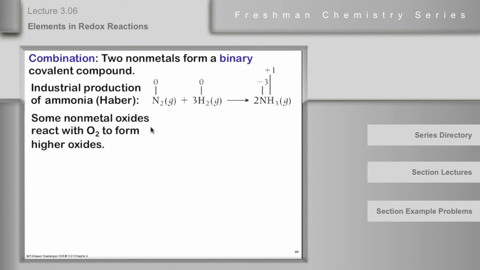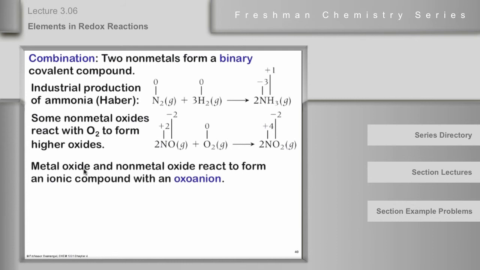Also, we've seen all kinds of nonmetal oxides. Some of them react with oxygen to form compounds with more oxygen, or higher oxides. For example, nitrogen monoxide reacts with dioxygen to form nitrogen dioxide. 2 things combine to give 1, so that's a combination reaction as well. Also, metal oxides and nonmetal oxides often react, and when they do, frequently the product is a metal salt of an oxoanion. If we look at lithium oxide and carbon dioxide, those 2 react to form lithium carbonate.